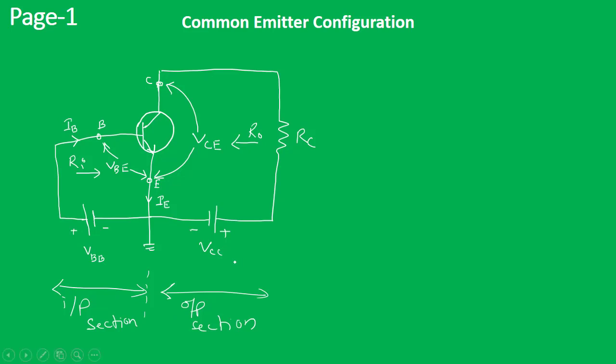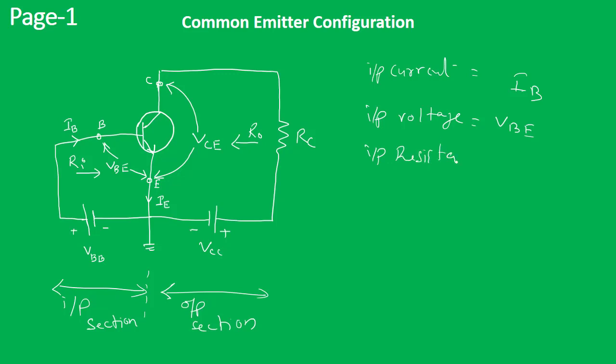Now let us see what the parameters associated with the input and output are. In the input section we have the input current, which is IB, then the input voltage, which is VBE, then we have the input resistance. In common base mode also we have seen that. So the input resistance we denote as Ri. These are the input parameters.